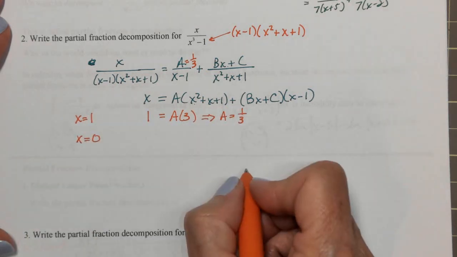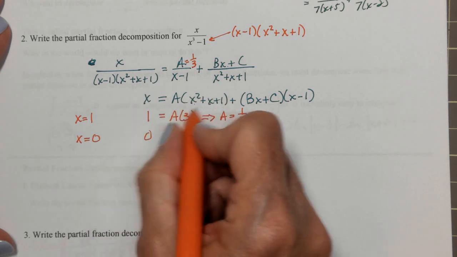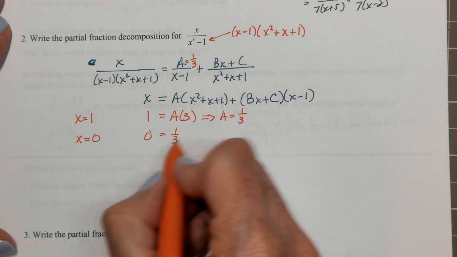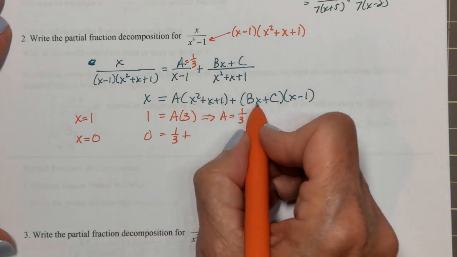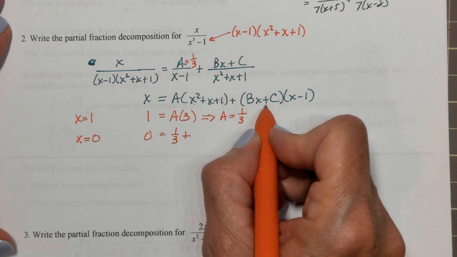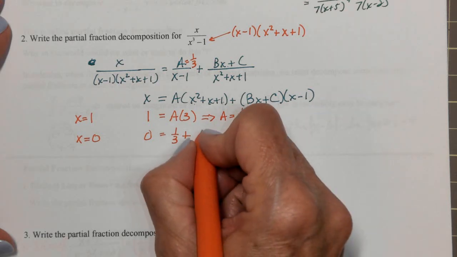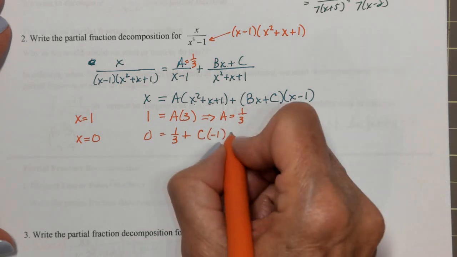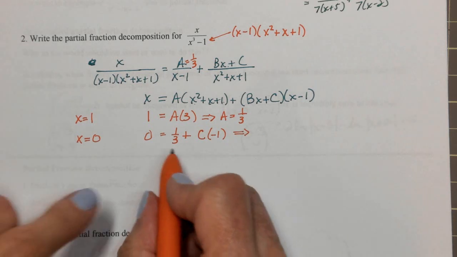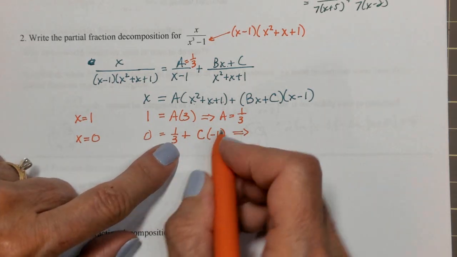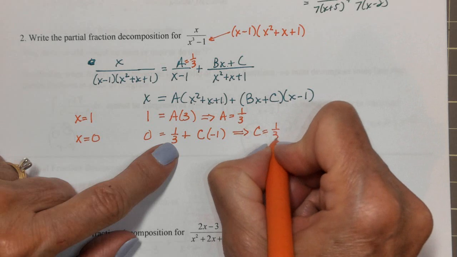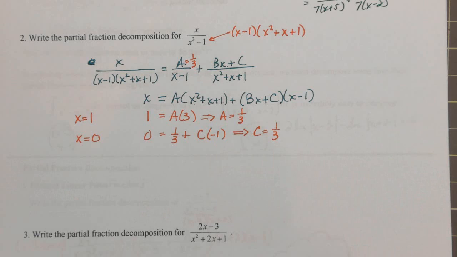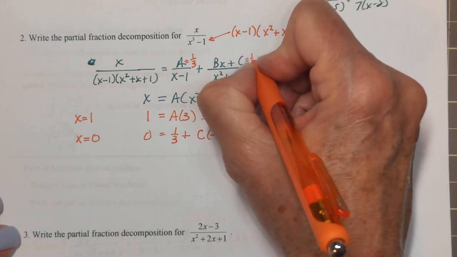Let's try 0. If we let x be 0, I have 0 on this side. I have 1 times A, but A is 1/3, so 1 times 1/3 is 1/3, plus B times 0 is 0, plus C times -1. Yeah? So 0 is 1/3 plus C times -1. C has got to be 1/3, right? The only way we could get 0 over here. True? All right, now we know that C is also 1/3.